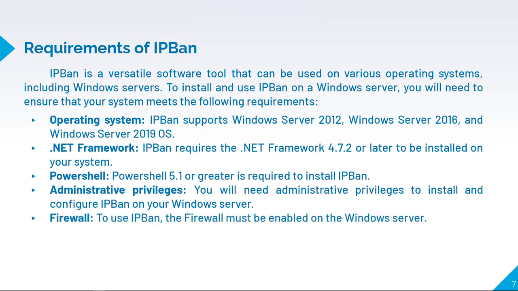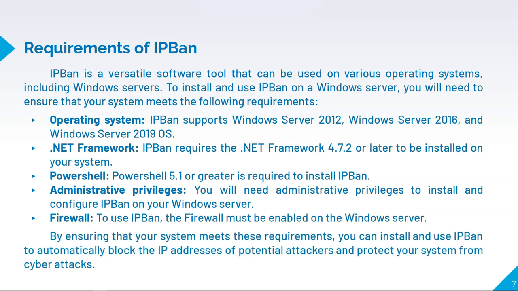Firewall. To use IPBAN, the firewall must be enabled on the Windows server. While ensuring that your system meets these requirements, you can install and use IPBAN to automatically block the IP addresses of potential attackers and protect your system from cyber attacks.